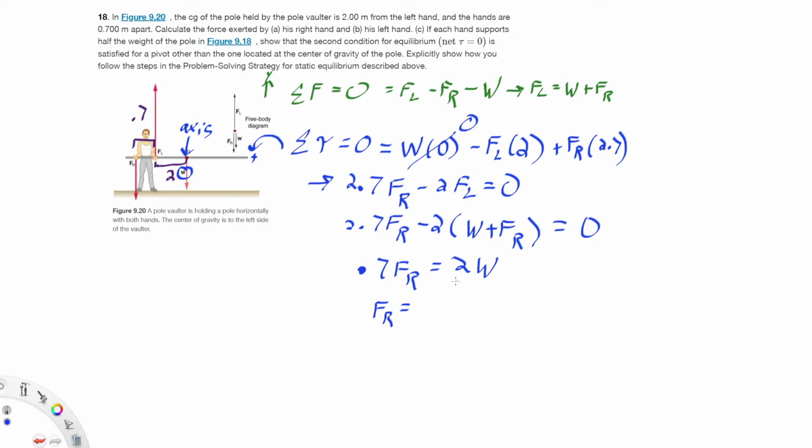And then what's 2 over 0.7? Someone with a calculator? Someone whose son did not steal their calculator this morning? 2.857. Sounds good. Okay. So the right hand has to exert almost a force equal to almost 3 times the weight of the pole.